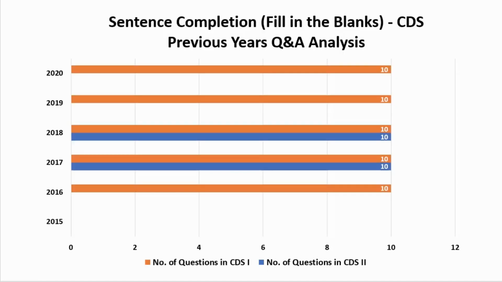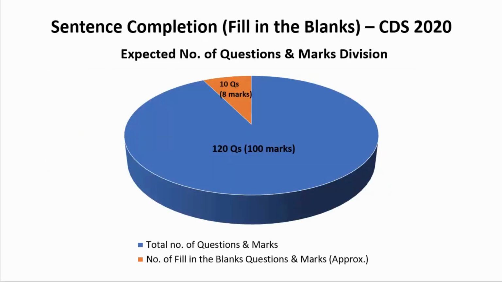Moving on to sentence completion, which can come in the form of fill in the blanks. About 10 questions came. As you can see, it has been evenly distributed from 2020, 19, 18, 17, 16. In 15, no questions came from fill in the blanks. So you can have an average idea that you can expect 10 questions on average from the fill in the blank sentence completion. So it will carry 8 marks.